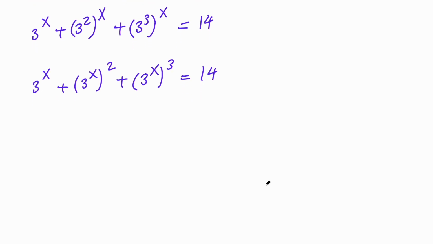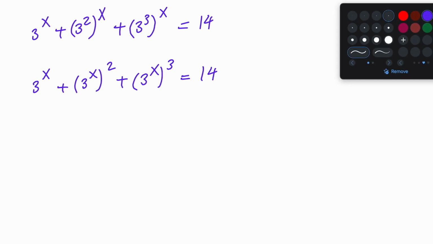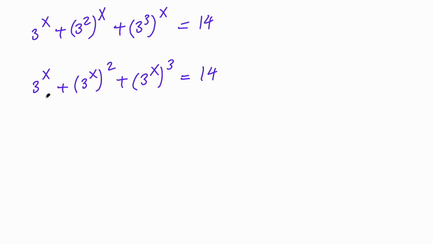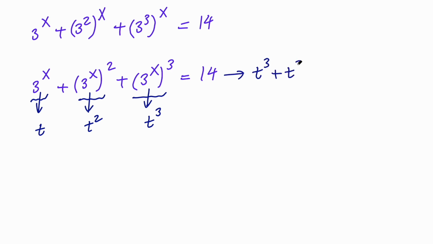But notice that 3 to the x is the expression that is repeating, so I can go ahead and use the substitution method and replace this 3 to the x with t. So in that case, this is going to be t squared, and this one is going to be t cubed. And we will have t cubed plus t squared plus t equals 14. And now we're supposed to solve for t. And obviously, after solving for t, we're going to back substitute to solve for x.